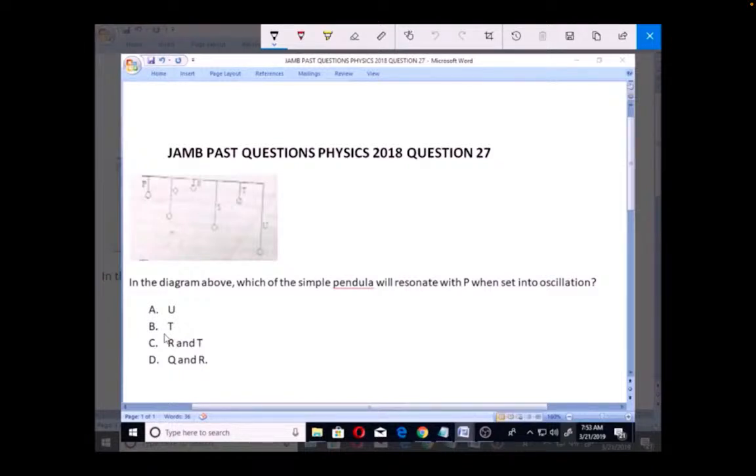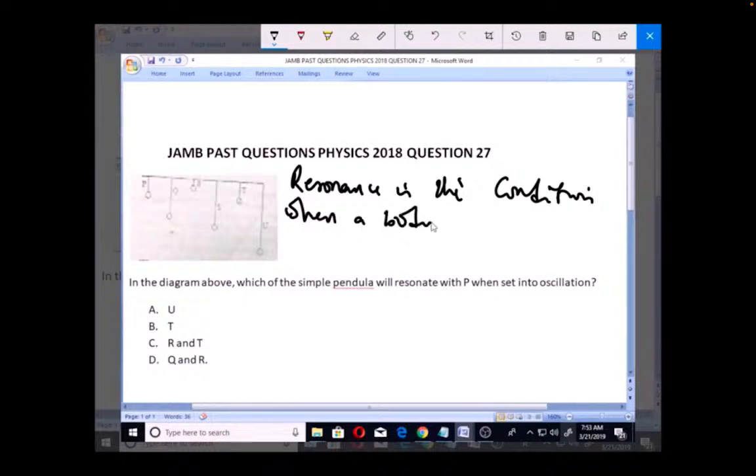But before I arrived at this answer, it is pertinent that we know what resonance is when you're talking about simple pendulum. What is resonance when you're talking about simple pendulum? Resonance is that very condition when a body is made to vibrate on its own natural frequency, then you're talking about frequency.